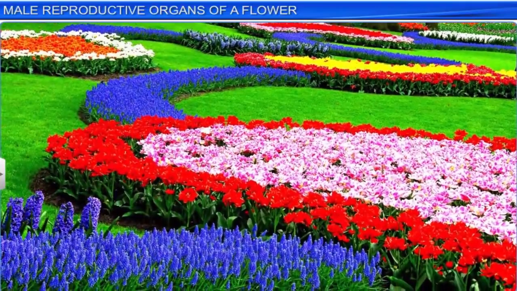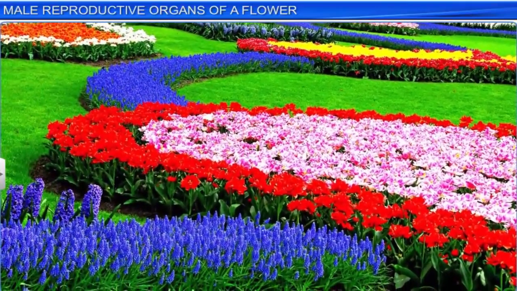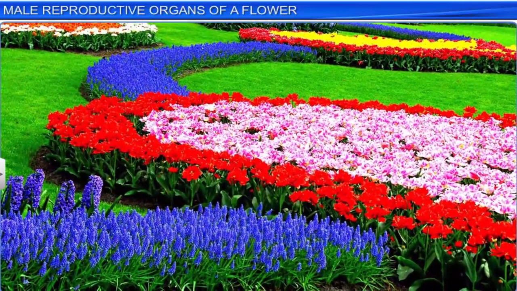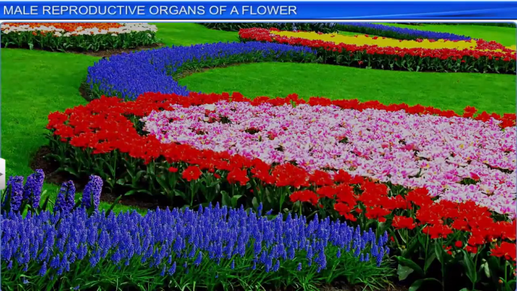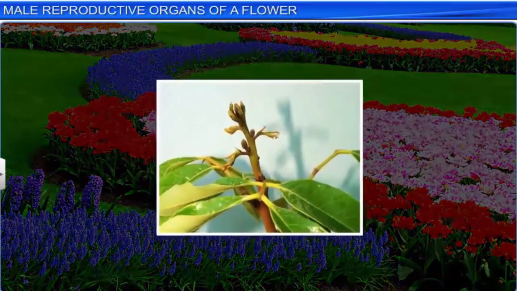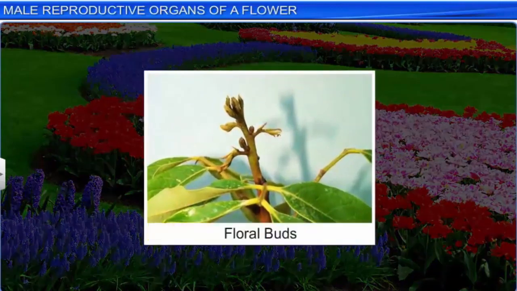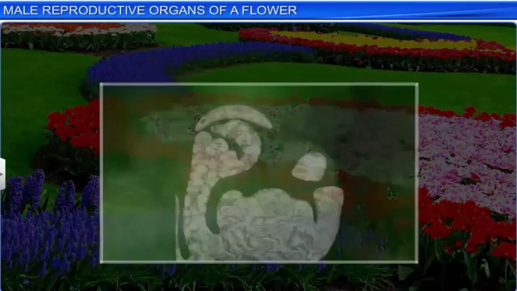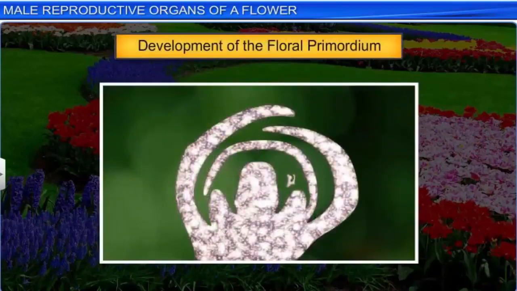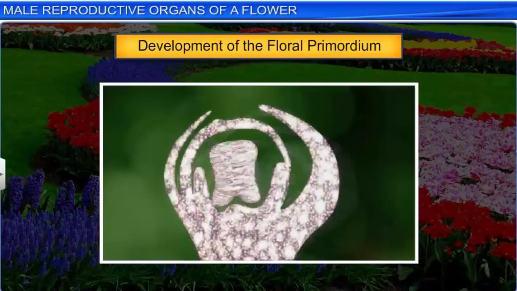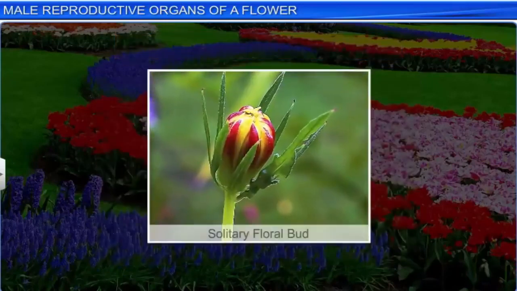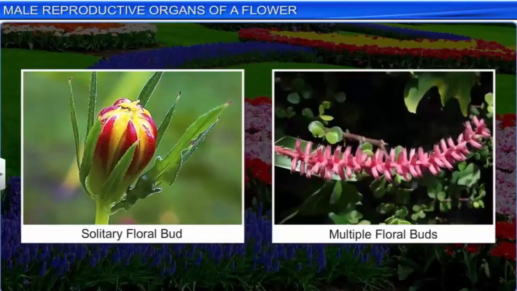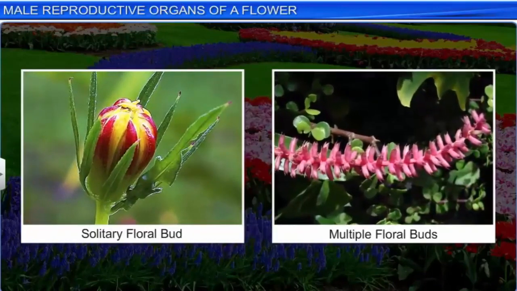This phase is, however, preceded by several physiological and morphological changes induced by hormones present in the leaves. These changes lead to the differentiation of vegetative buds into floral buds and the development of the floral primordium, the rudimentary or preliminary stage of the flower or the flowering shoot. This primordium either bears a solitary floral bud or inflorescences that bear multiple floral buds.